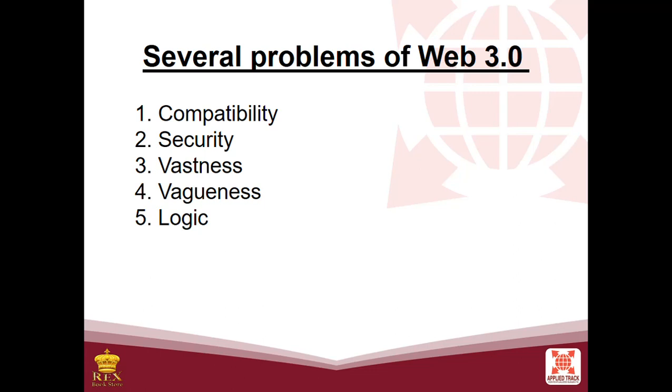That's why it's really vague, and the logic is pretty much the computer language that they are using, since we're talking about machines for this one. So sometimes it's not really compatible in terms of the language that they are using for the users. Okay, so those are the different problems of the semantic web.